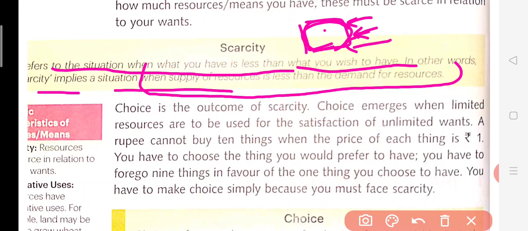So you will have to think about how to use this resource to maximize our satisfaction at the individual level of households. Secondly, for the welfare of the country. And the third one will definitely be producers.